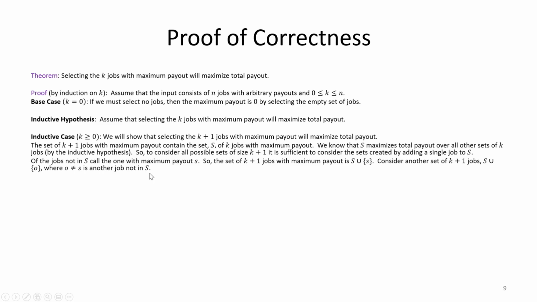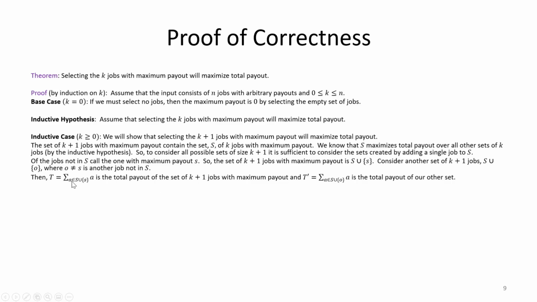Okay, so basically we're setting it up for our comparison. We're saying our algorithm will pick s and put it in. So let's just imagine any other algorithm out there might pick some other job O and put it in. And we want to compare those two. And again, our goal is the same. We want to show ours is the best. So again, we're going to set up two formulas for the total payouts.